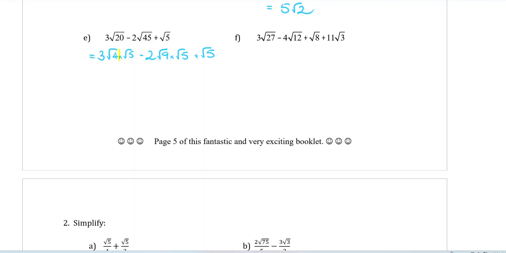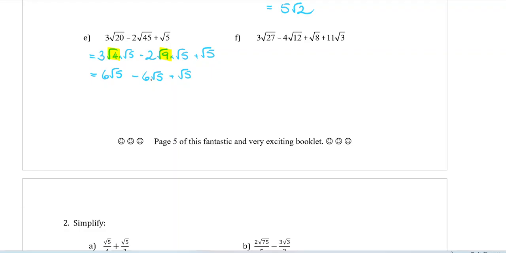Now let's go through and work on these perfect squares. So the square root of 4 is 2 times the 2 with the 3 to get 6 root 5. Moving on to the next term, the square root of 9 is 3 times 2 is negative 6 root 5. Then the plus root 5 on the end.